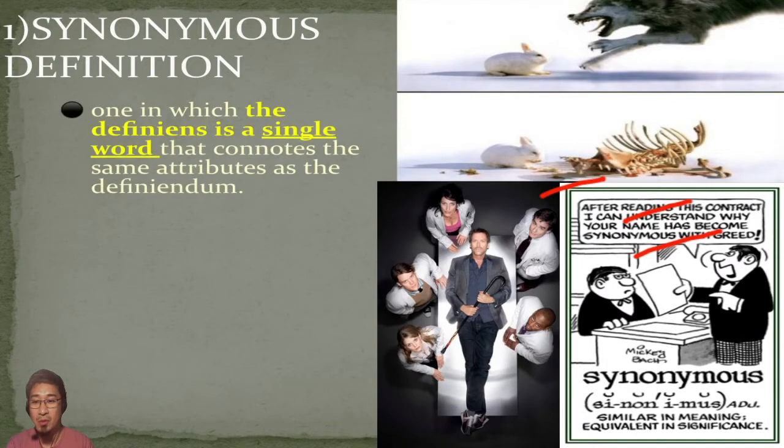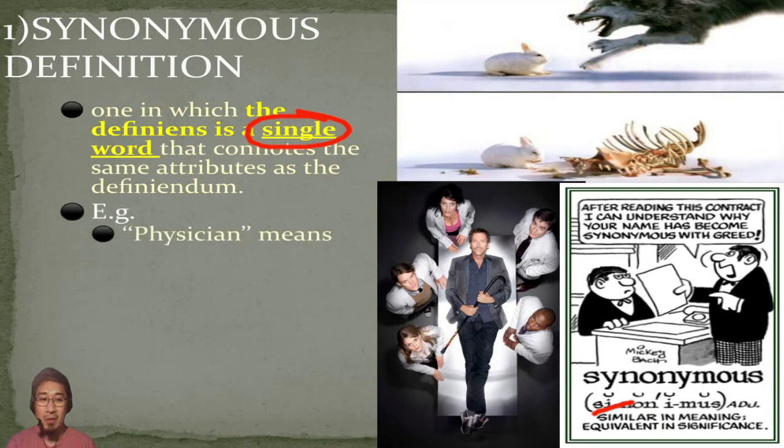For synonymous, our keyword here is that we try to provide a definiens for the definiendum, but our definiens is only one word, a single word that connotes the same attributes as the definiendum. That's synonymous. When we say synonymous, it has a similar meaning, equivalent in significance. Let's do an example. Physician means what? Physician means doctor.